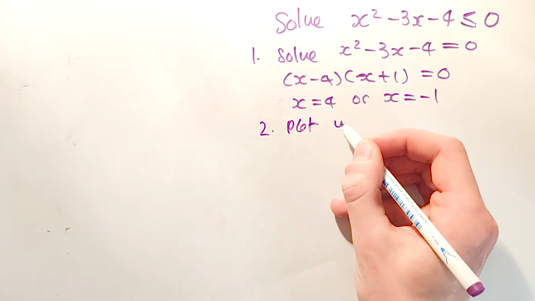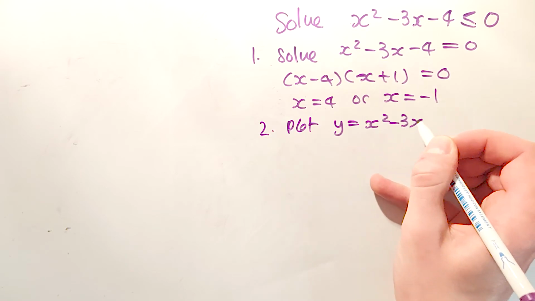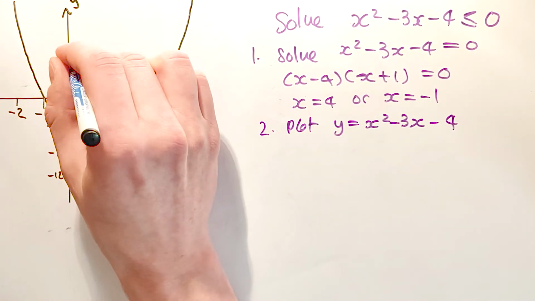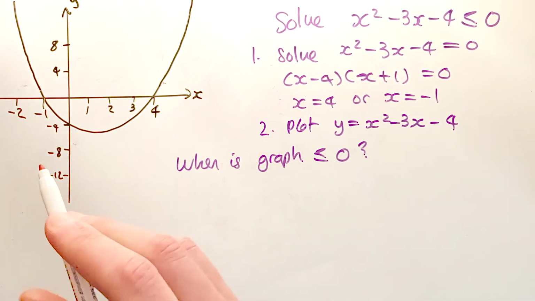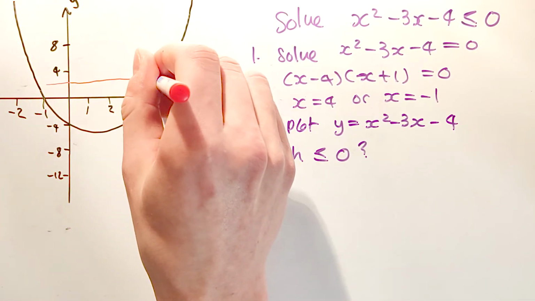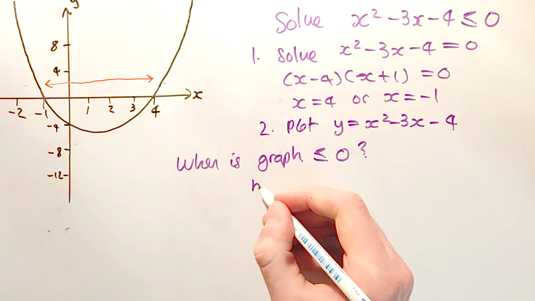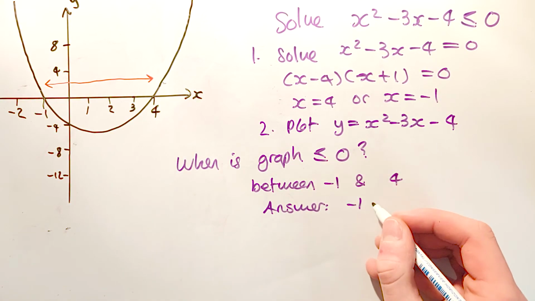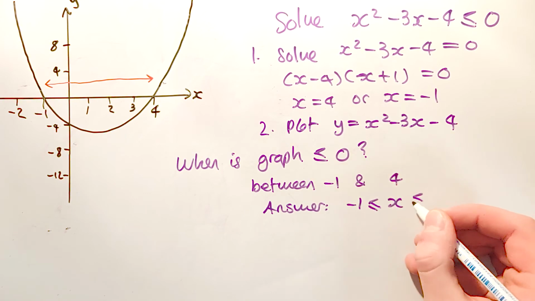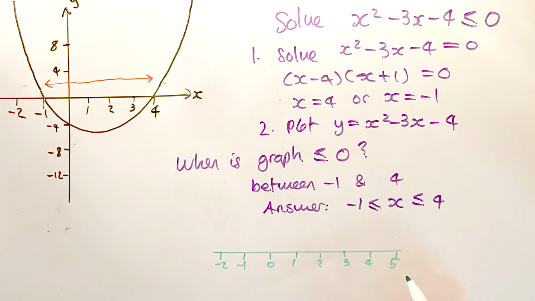So let's plot y equals x squared minus 3x minus 4 and see when y is less than 0. Notice that the graph crosses the x-axis at our solutions. We can see that y is less than 0 between -1 and 4, so this is the solution to our question. Remember to use the right type of inequality symbols. We could also show our solution on a number line if asked. We'll need to use solid circles as this is an inclusive inequality.